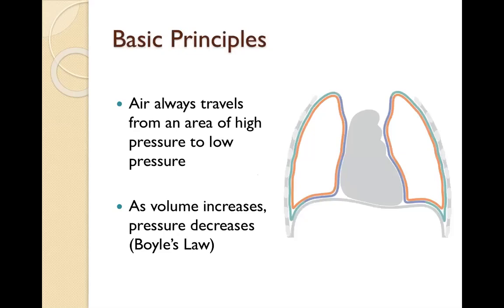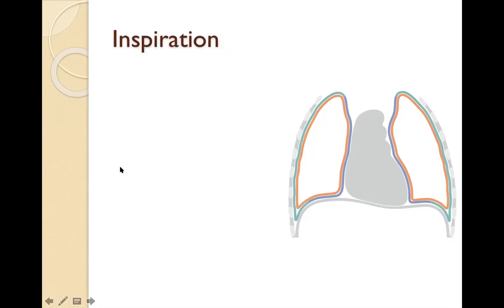So in order to understand how air can actually enter our lungs, there are some basic principles that you have to keep in mind. Number one, air travels from an area of high pressure to one of low pressure. That's a very basic fluid dynamics kind of principle. And number two, you need to remember that as volume increases, pressure decreases. And so that will help us determine what our gradient is.